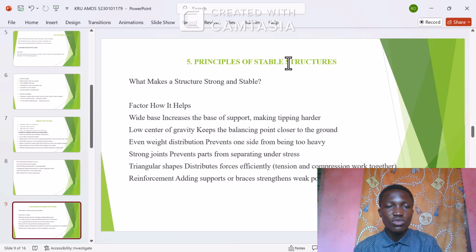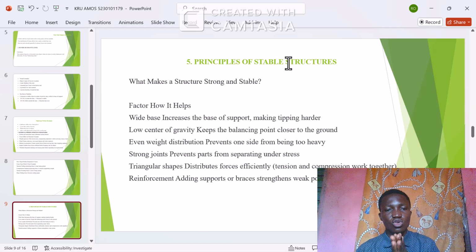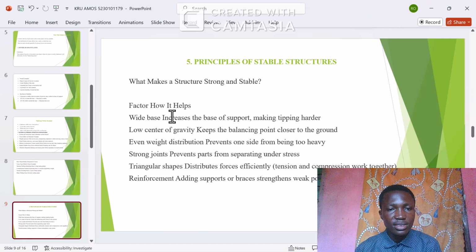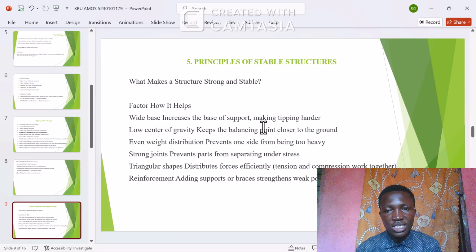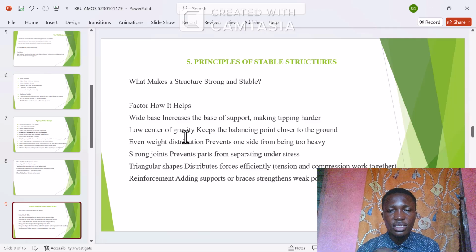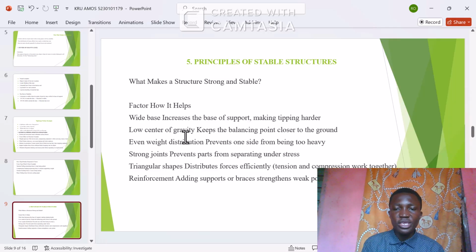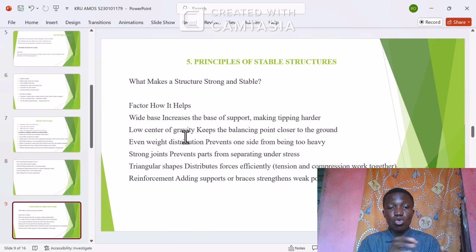Principles of stable structures. What makes a structure stable and strong? Factors that can help: a wide base increases the base of support, making tipping harder. A lower center of gravity keeps the balancing point closer to the ground. Even weight distribution prevents one side from being too heavy. Strong joints prevent parts from separating under stress.